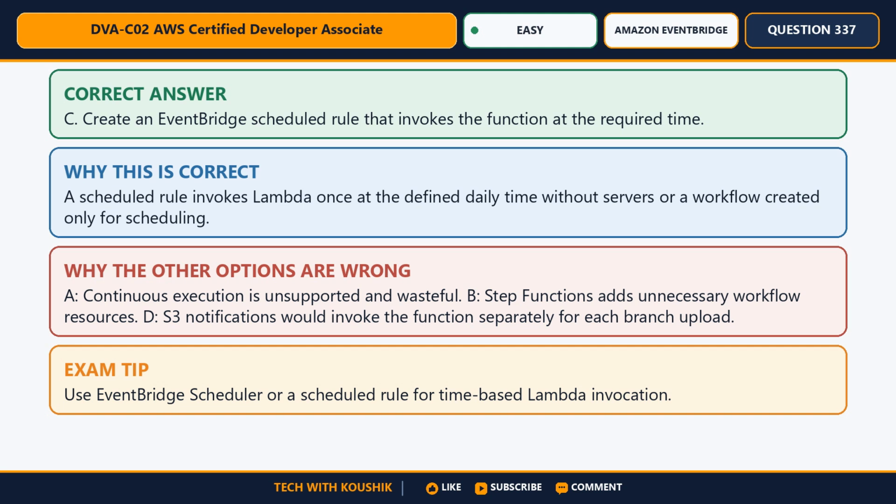A. Continuous execution is unsupported and wasteful. B. Step Functions adds unnecessary workflow resources. D. S3 notifications would invoke the function separately for each branch upload. Exam tip. Use EventBridge Scheduler or a scheduled rule for time-based Lambda invocation.